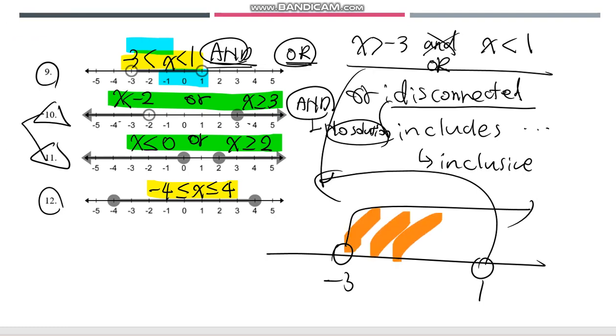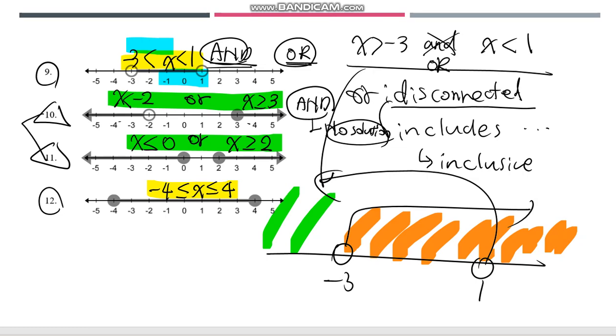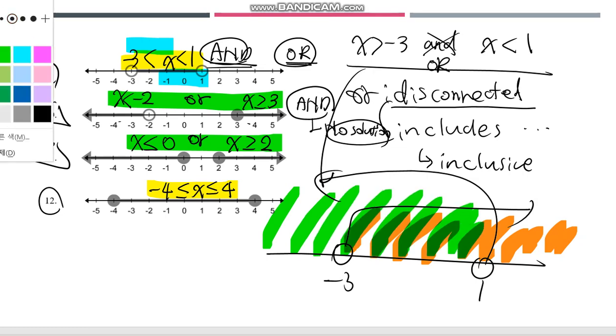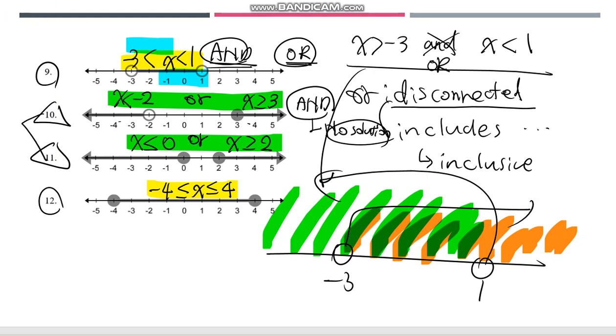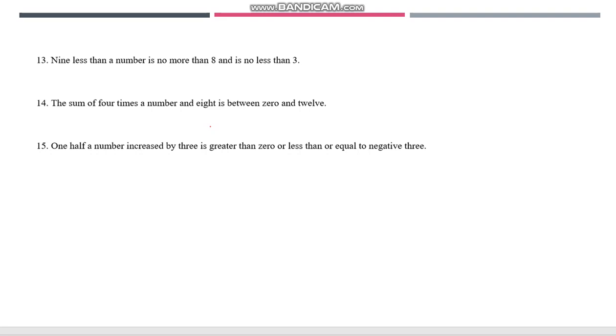Then this area must be included, and then so is this area as well. There we are talking about pretty much everything here. Therefore, if it is or, they must be all solutions. Okay? All real numbers.